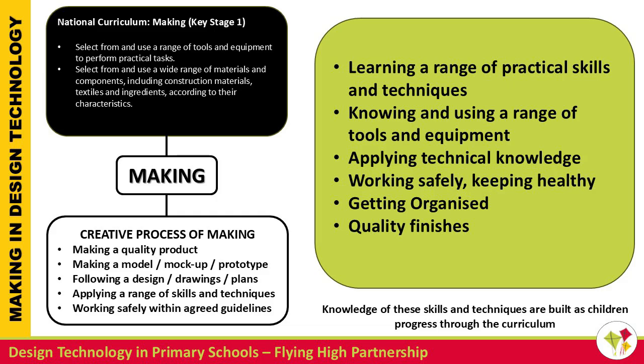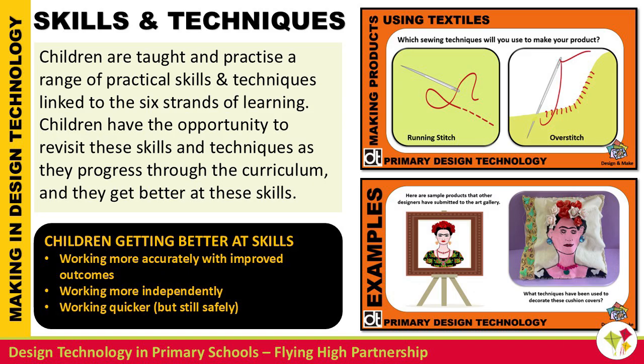Just like for the skills and techniques of designing, learning the practical knowledge of making things that was begun in Key Stage 1 is built upon and developed in Key Stage 2. When making their product, children are taught and practice skills and techniques that allow them to make the product that they have designed. Some of these skills and techniques will be specific to a strand of learning, and some skills and techniques will cross over a number of learning strands and include skills such as cutting paper and cards using scissors.